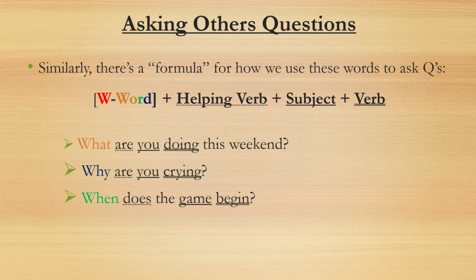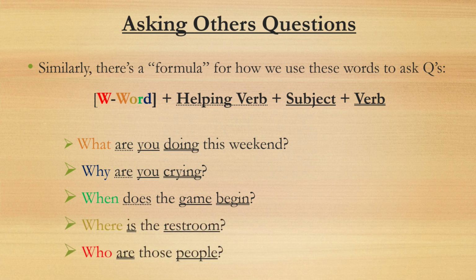I will say there is a little bit of a trickiness to this, in that if you were using the simple verb is or are, then you don't have a helping verb because they are the verb. Actually, these two words act as, you can see in my previous sentences, the helping verb for other verbs. So when you're just using is or are, as I have here, where is the restroom, or who are those people, the verb moves to right after the W word, followed right after by the subject.